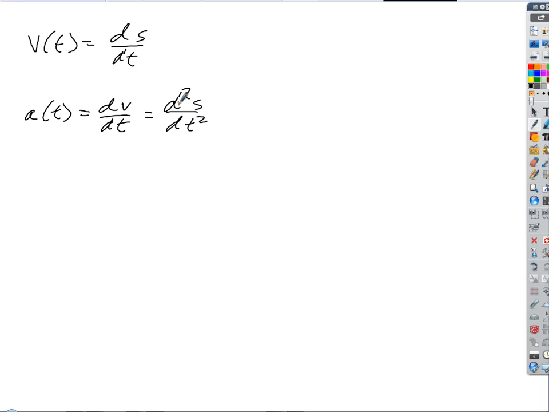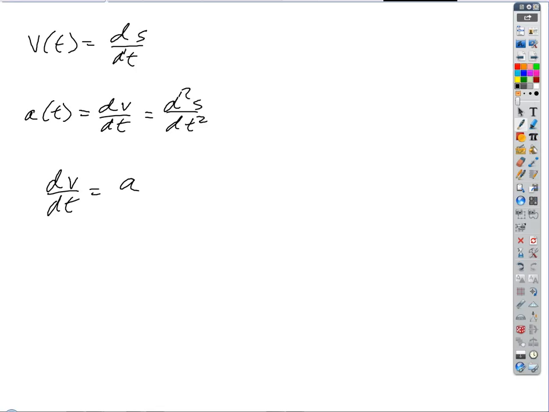So what is V then? Let's see if we could do something with this. We'd have the equation dV/dt equals A, where A is a constant, right? Well, that's a differential equation. So let's solve that. How are we going to solve that? Multiply by dt. Okay, so we'll go through the full meal deal here.